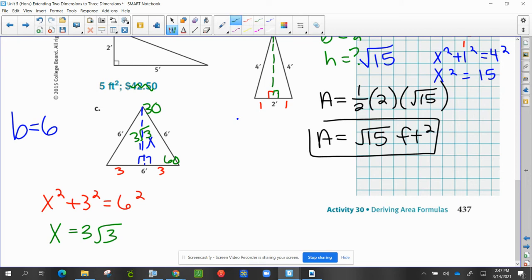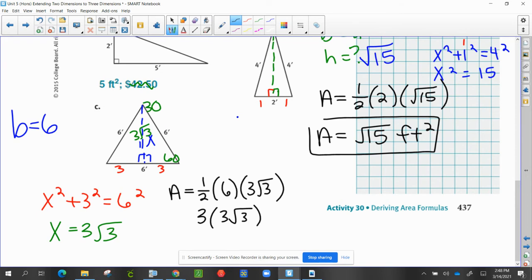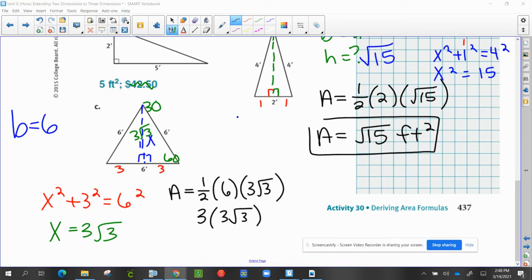So now that we know our height and our base, I can find the area. So area is 1/2 our base times our height, which was 3 root 3. Well, half of 6 is 3. 3 times 3 root 3. Now, remember some radical properties. You can only multiply whole numbers times whole numbers, radicals times radicals. So this becomes 3 times 3, which is 9. We didn't have any other radicals in our multiplication, so that root 3 is not going to change. So that'd be 9 root 3 feet squared.